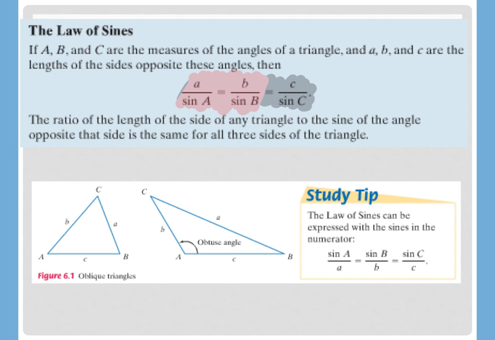If you're given the information about B and C, then you would use those two: B over sine of B equals C over sine of C. And if you were given information about A and C, then you would use those two. So you would use any two of these, just set them equal to each other, and then you literally cross multiply and divide. If we can solve a proportion, that part's the easy part.